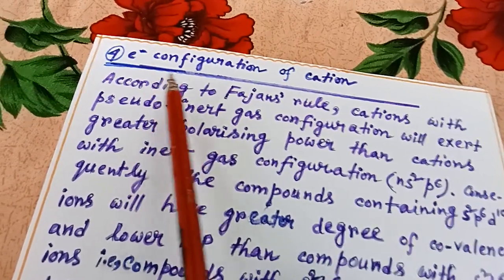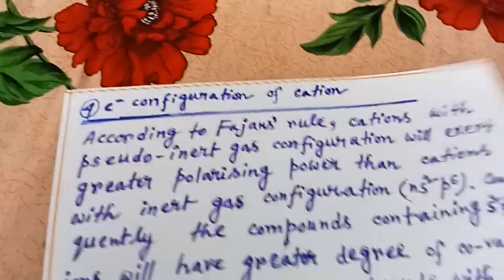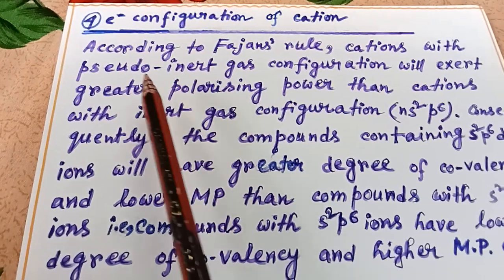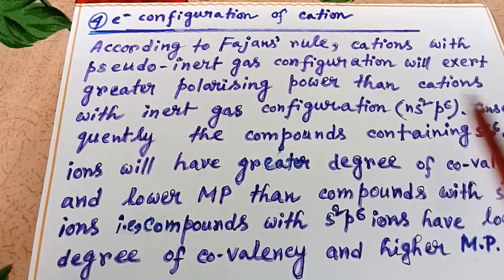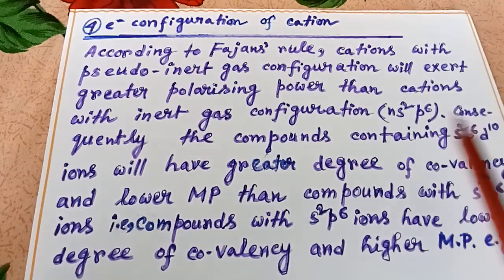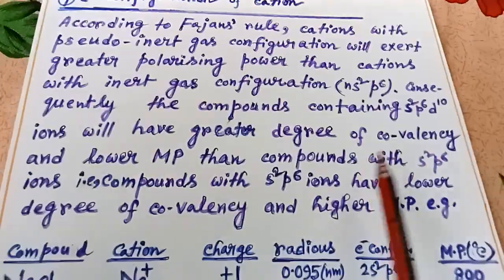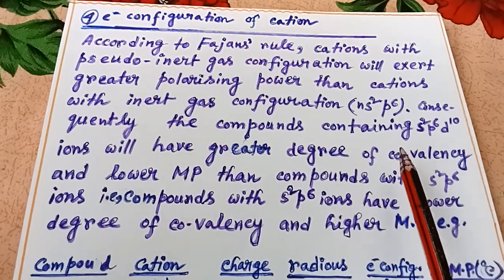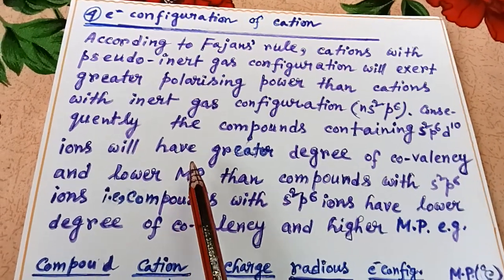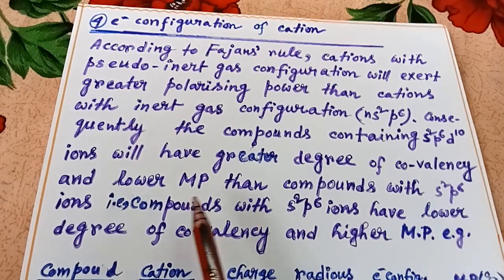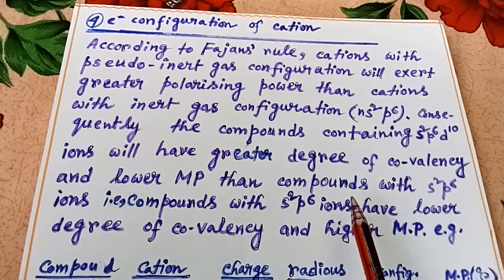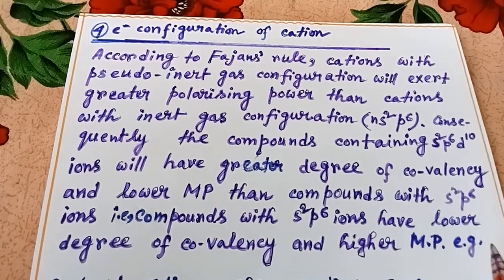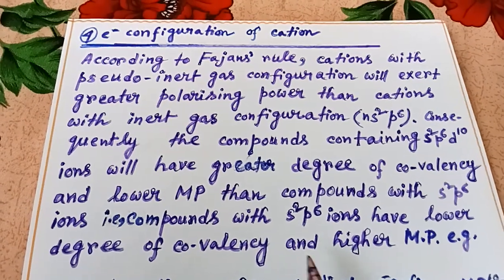Finally, we consider the electron configuration of cation. According to Fajans rule, cation with pseudo inert gas configuration will exert greater polarizing power than cation with inert gas electron configuration, that is ns2np6 configuration. Consequently, the compounds containing ns2np6d10 ions will have greater degree of covalency and lower melting point than compounds with ns2np6 ions. That is, compounds with ns2np6 ions have lower degree of covalency and higher melting point.